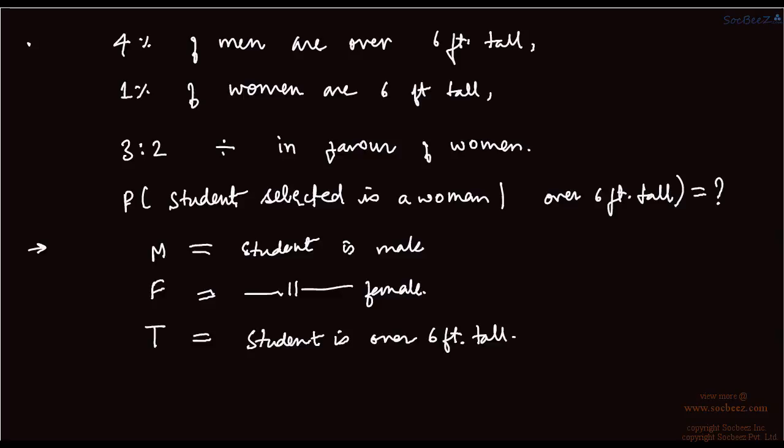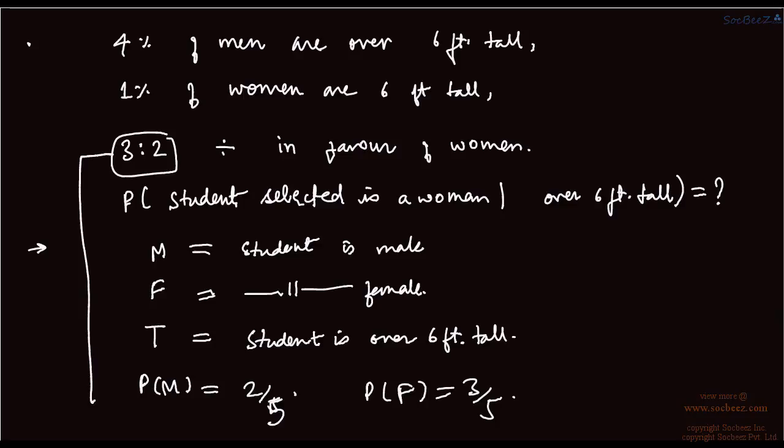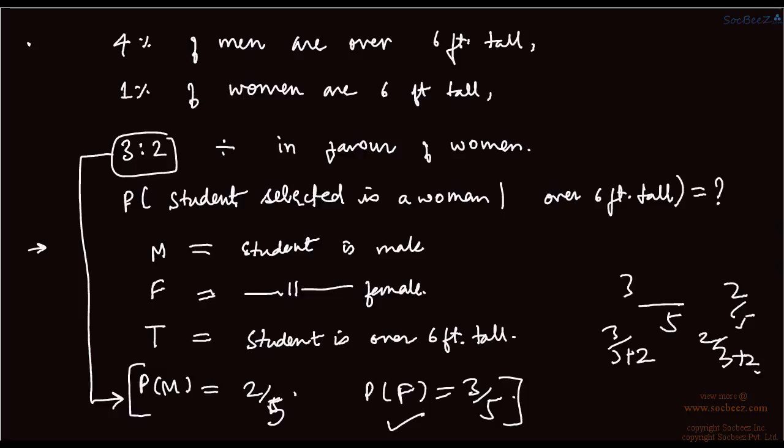You know that P of M is 2/5, and P of F is 3/5, because the total probability of M and F will be 1. From the 3:2 ratio, the total is 5, so 3/5 is for female and 2/5 is for male. That is 3/(3+2) and 2/(3+2).